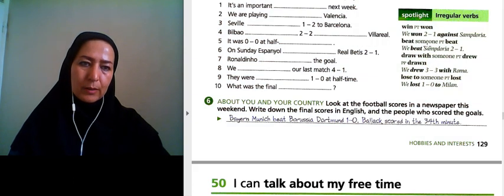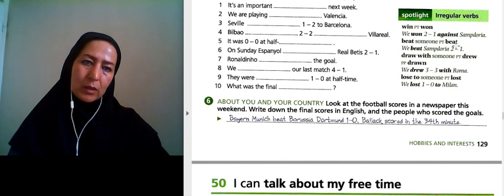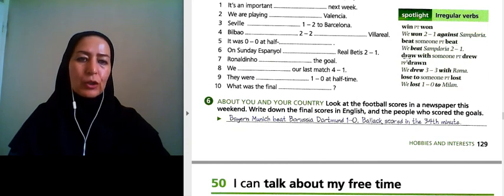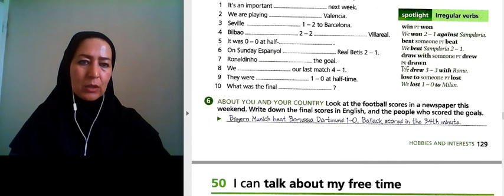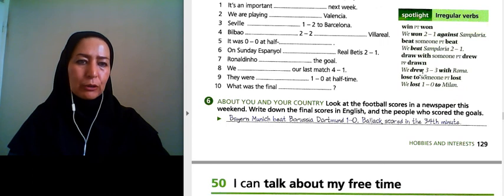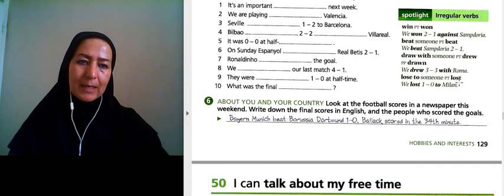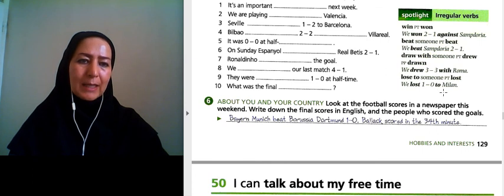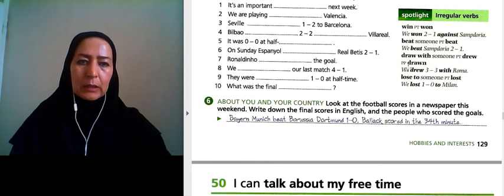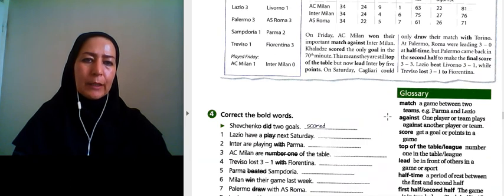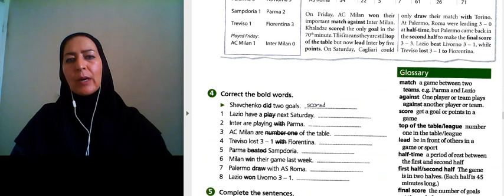And here, as you saw, win past tense was won, beat past tense was again beat, the same. Draw past tense was drew. Here, the past participle is written too. We say drawn. We drew 3-3 with Roma. Lose to someone, we say the past tense as lost. We lost 1-0 to Milan. So according to what you have learned here, we're going to have a text, a reading.